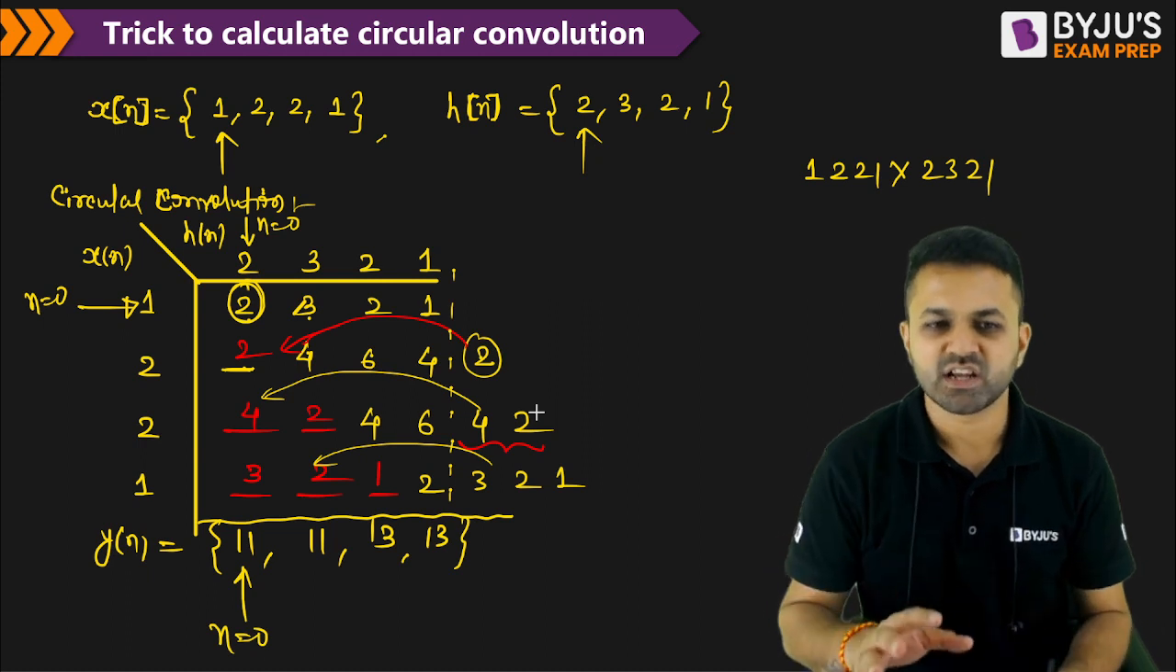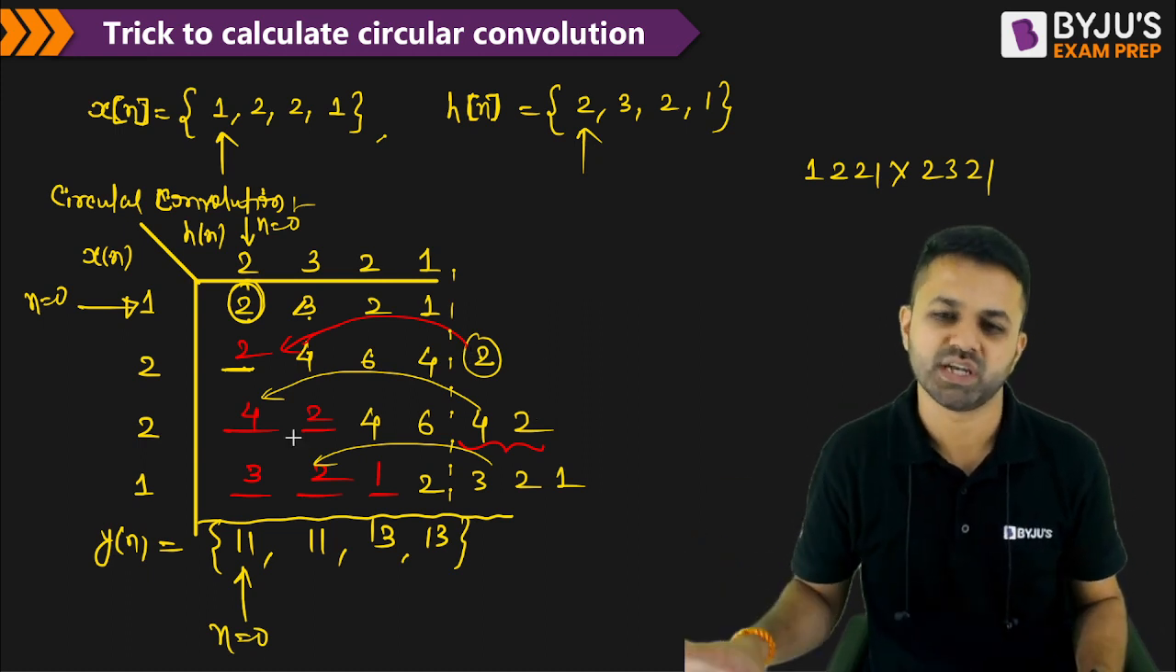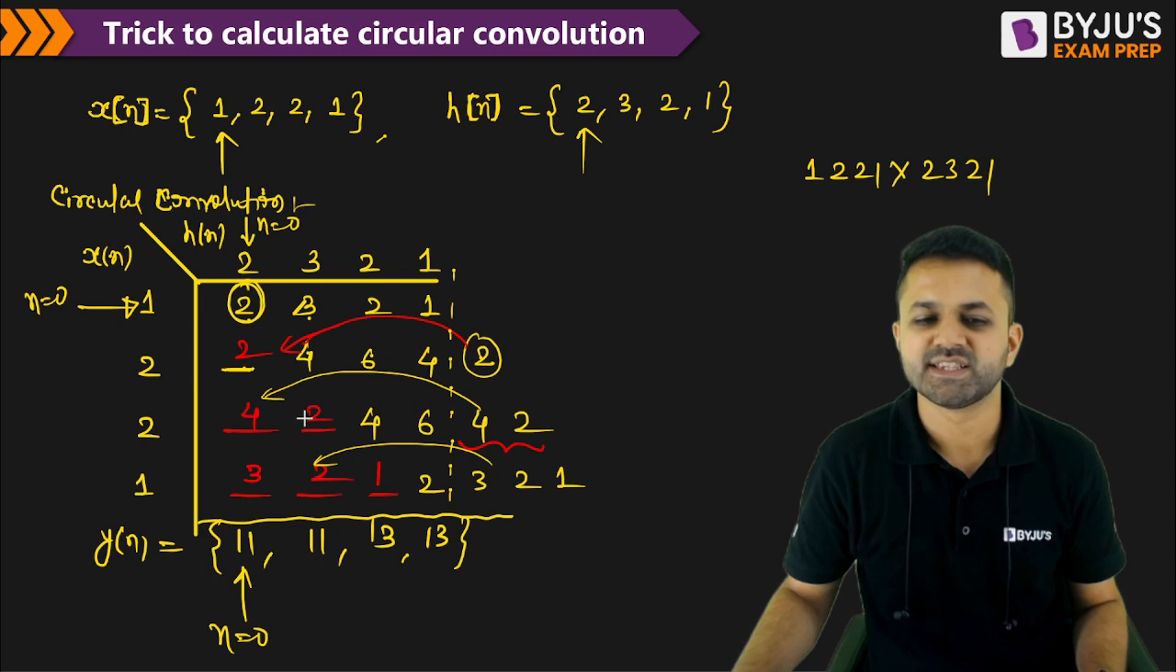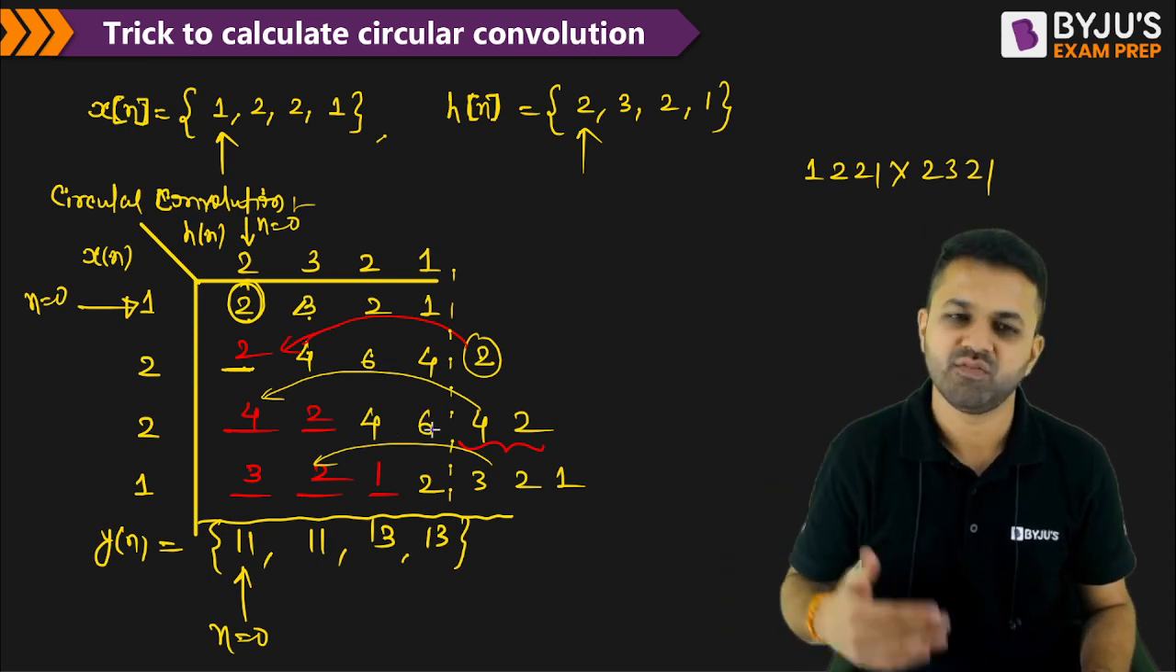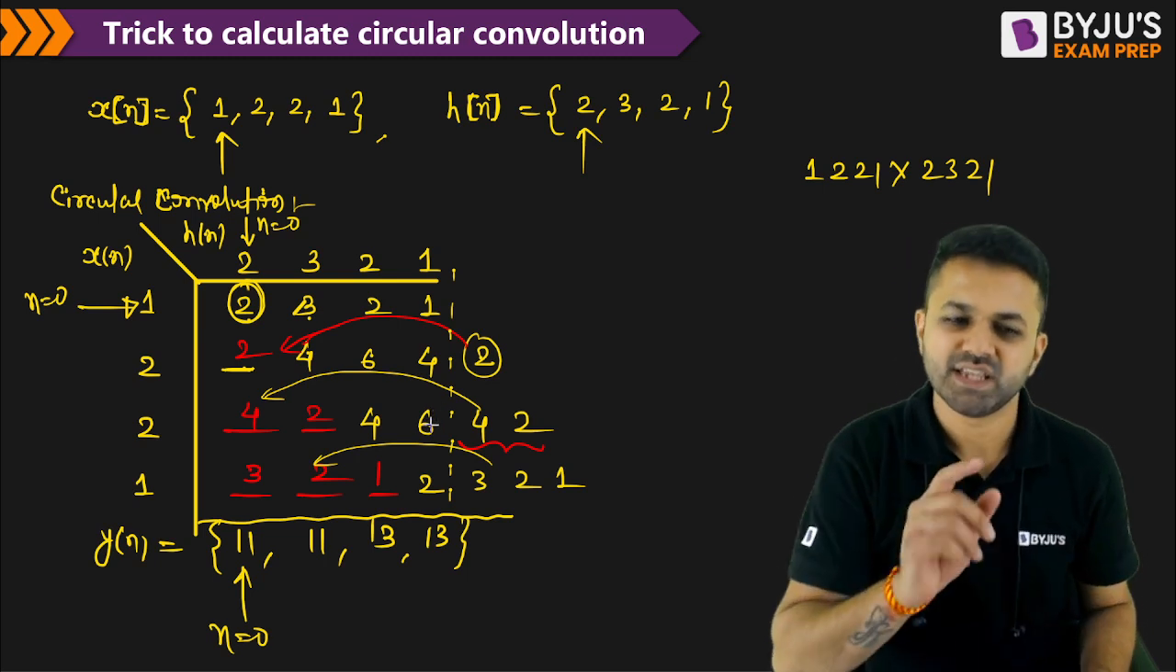And for the linear convolution, you just need to do the simple multiplication. You don't need to fill this space, you just multiply and add them column-wise. You will get the linear convolution by the same method.